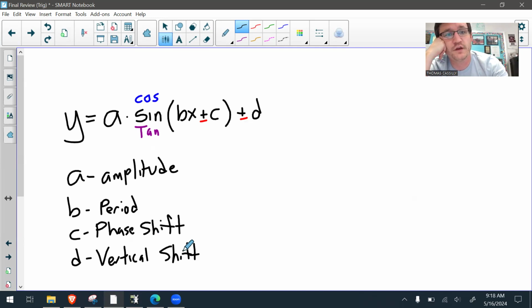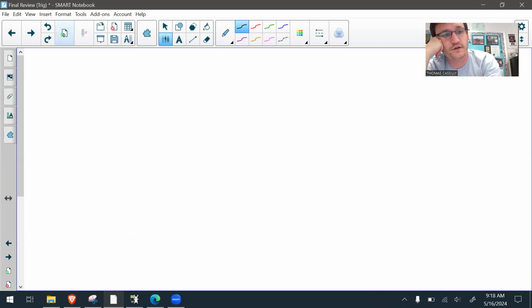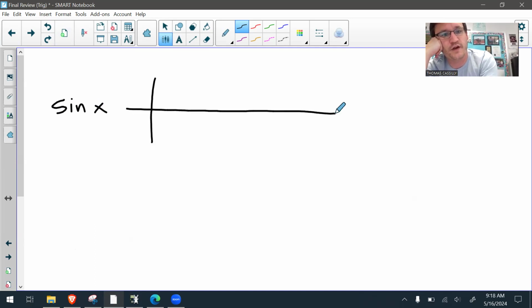So before we even start graphing these things, let's recall what the sine and the cosine looked like. With the sine wave, if I make a graph, it started right at the origin and it went up, and then it curls around, it comes back down, passes back through the x-axis, and then bottoms out and then ends back at the x-axis.